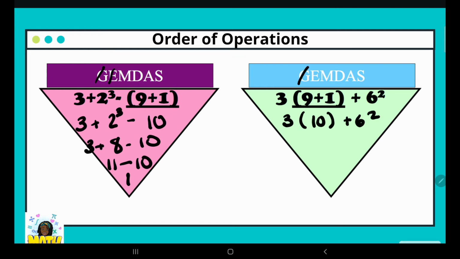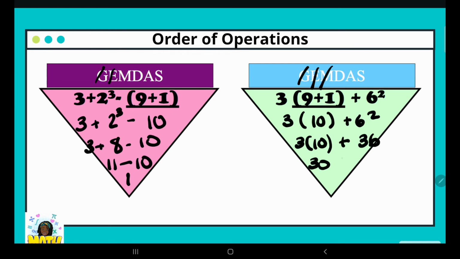Now I'm going to do my exponent. So 6 squared is 6 times 6, so that's 36. Okay, and I'm going to bring down my 3 times 10. So I completed my exponents. Now I do have multiplication. 3 times 10 is 30.